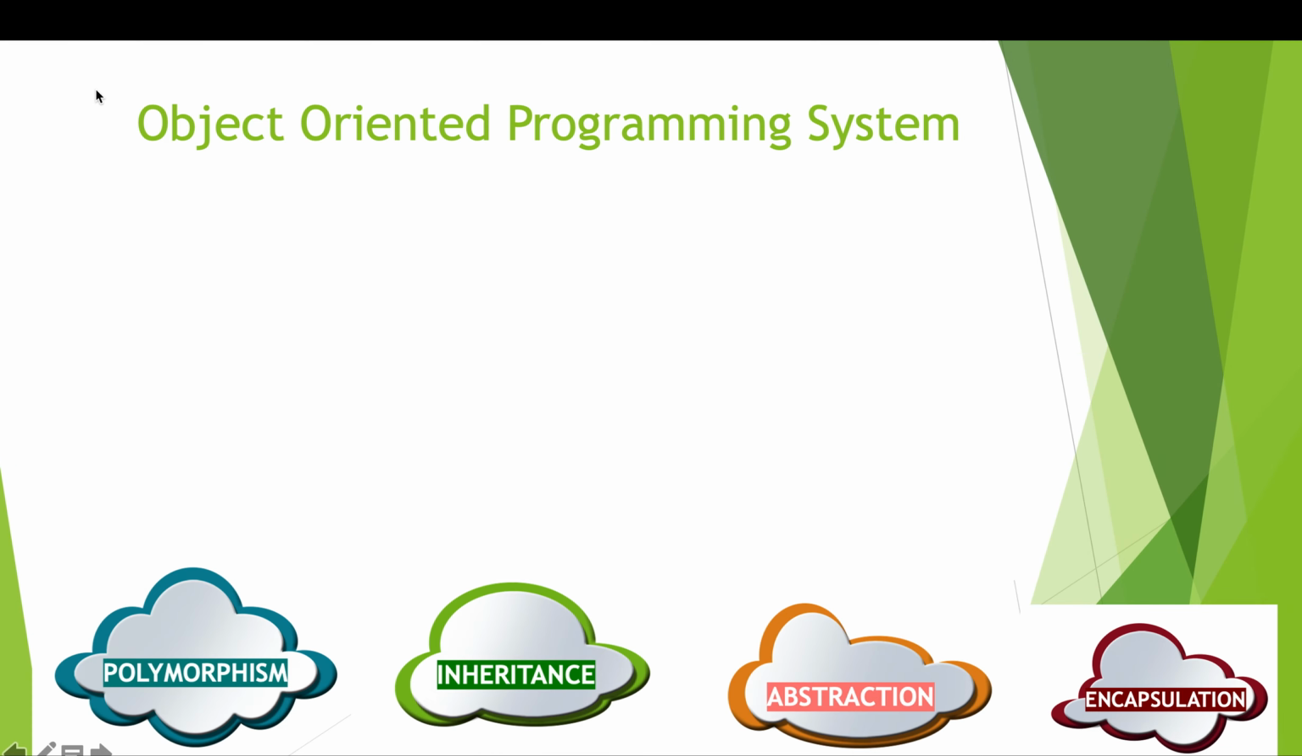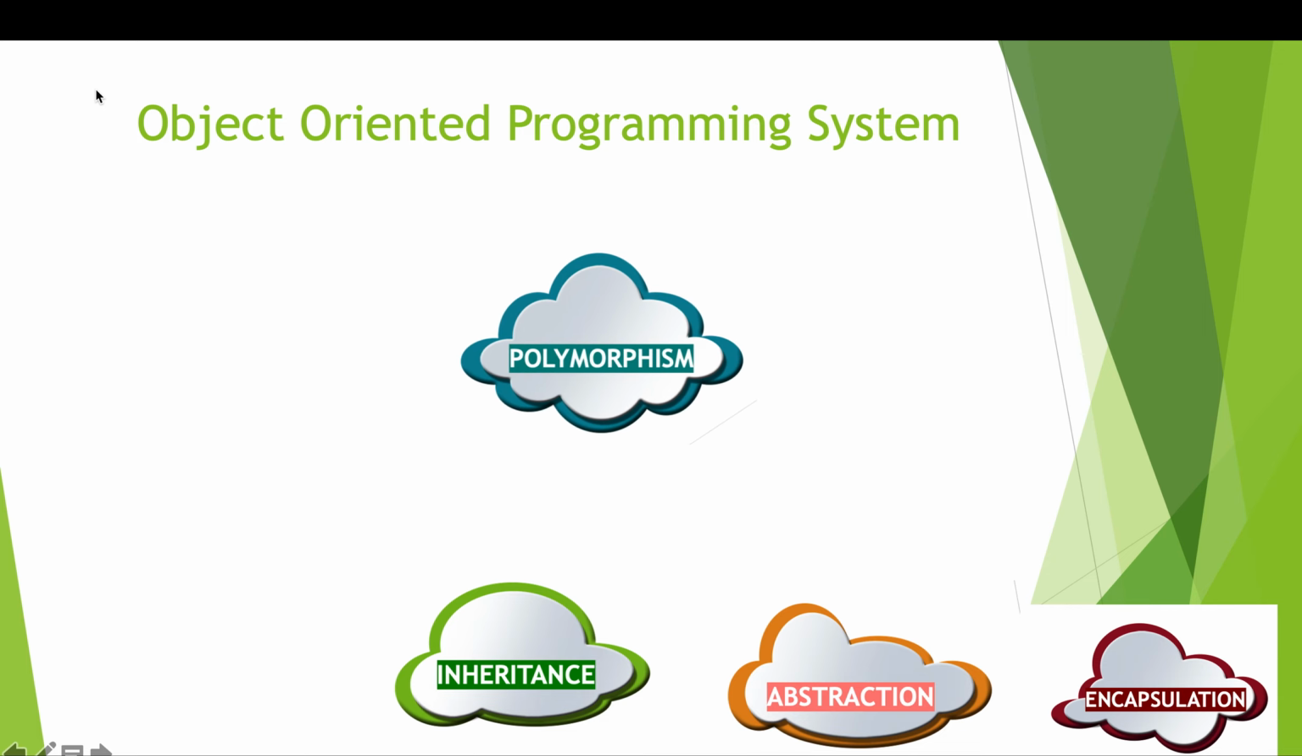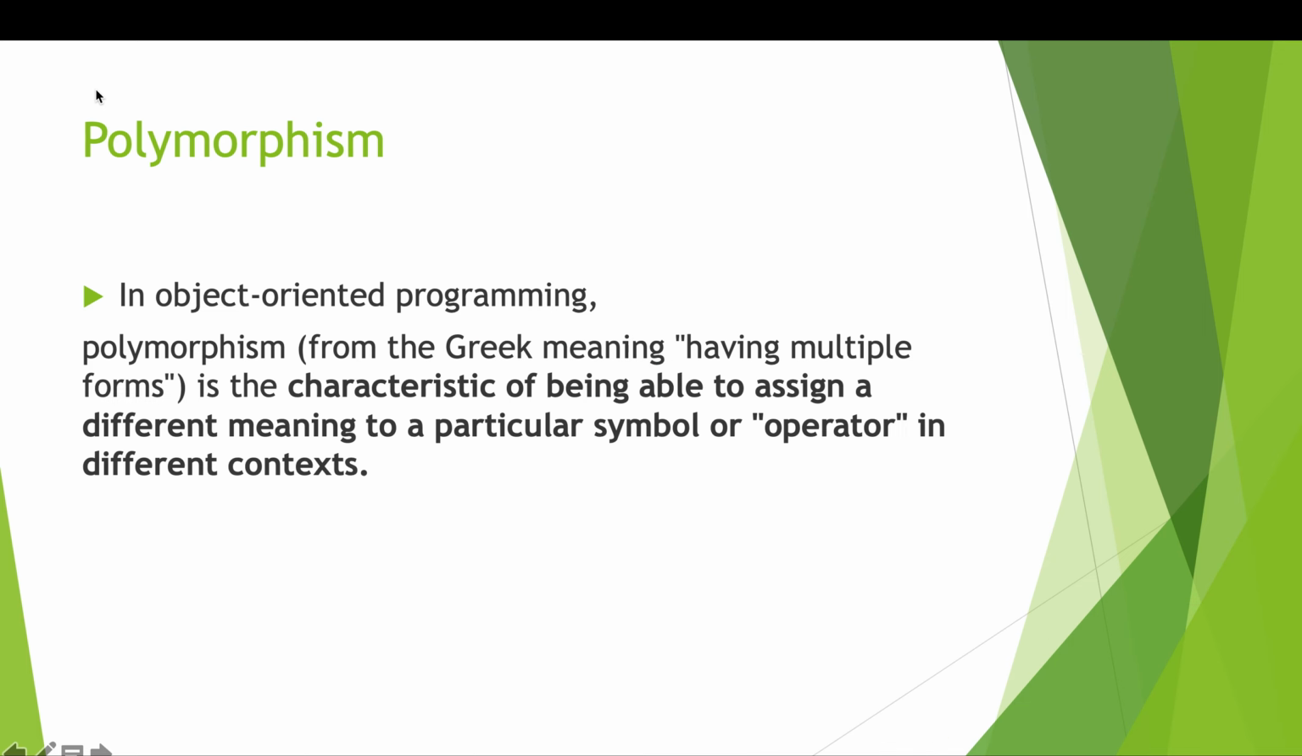Okay, so we have already seen that there are four main features of object oriented programming language. We are done with the first three, that is abstraction, encapsulation, and inheritance. So today we are going to see the fourth feature of object oriented programming language, which is polymorphism. Now, what is polymorphism? We are going to look in detail.